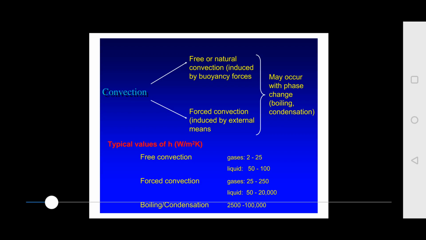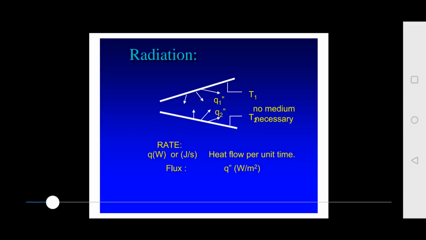Convection may also occur with phase change. For example, boiling and condensation, there is a phase change. So there are typical values of h. For free convection, you can have these values. For forced convection, you can have higher values, and for boiling and condensation, you can have these values.